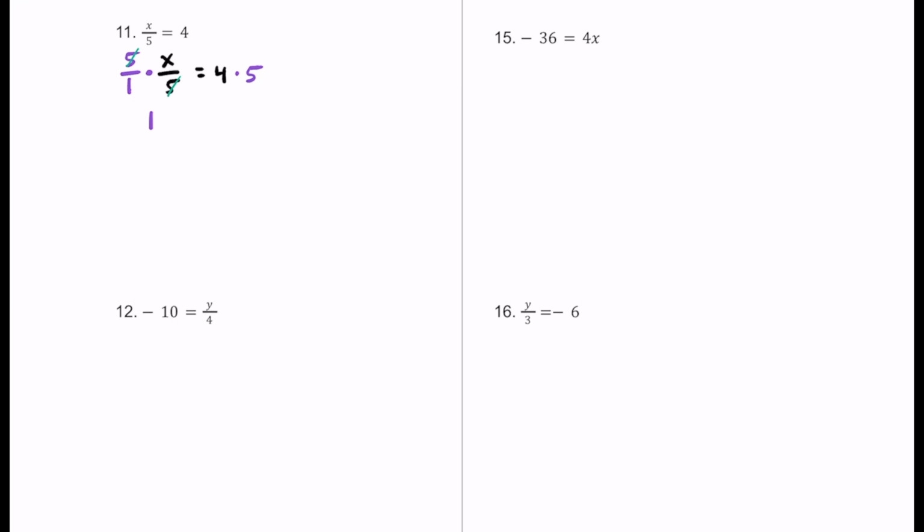We're going to have 1x on the left side. And on the right side, 4 times 5 is 20. We can drop the 1 by the identity property of multiplication and say x is equal to 20.